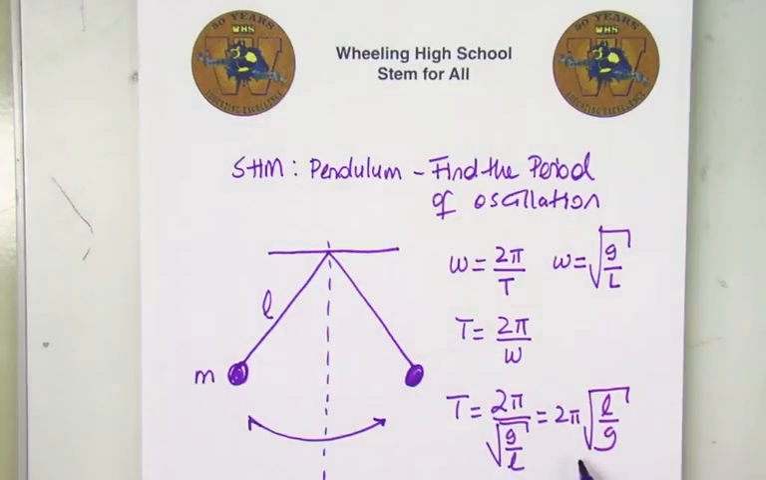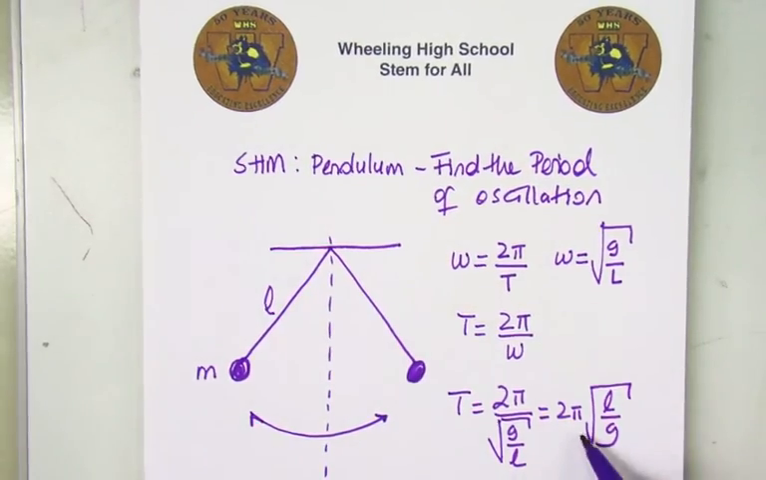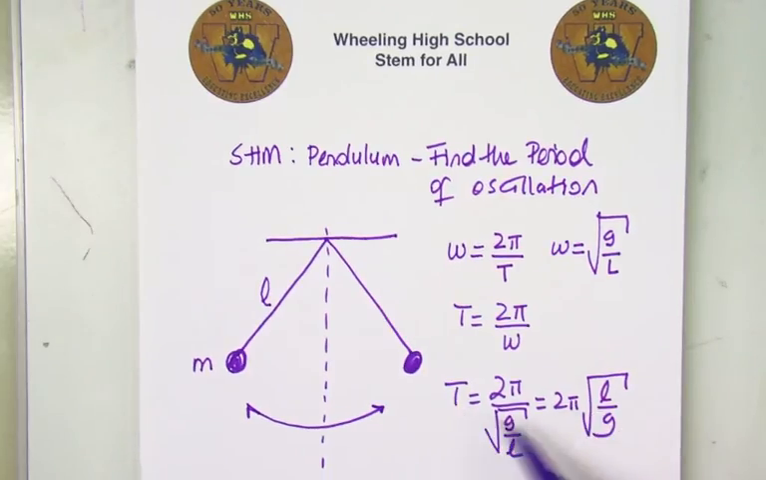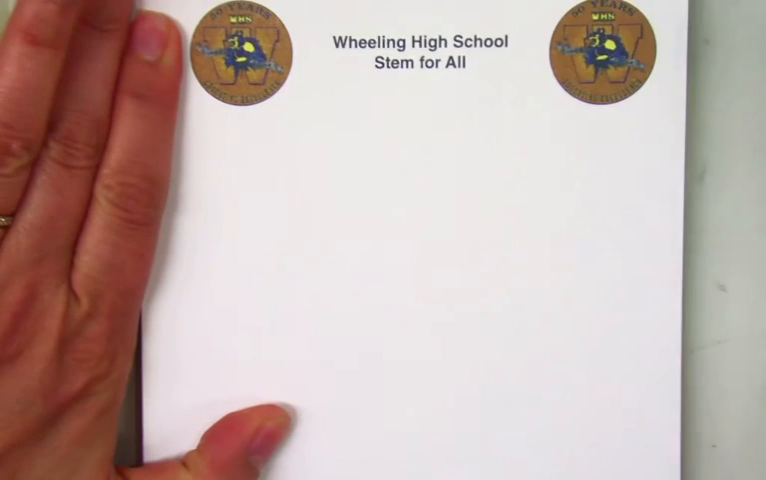This equation is on your equation sheet. So let's see what the variables for the period are. It is the length of the string and gravity. So mass is not really a variable for the period of the pendulum. So this is the first part of the pendulum.